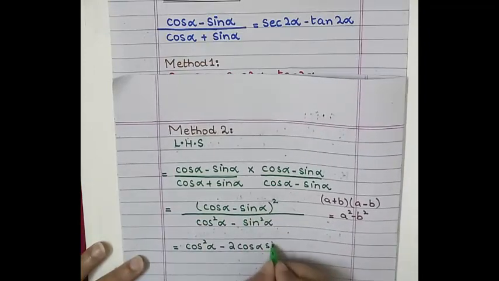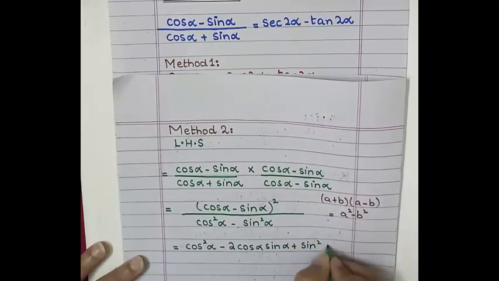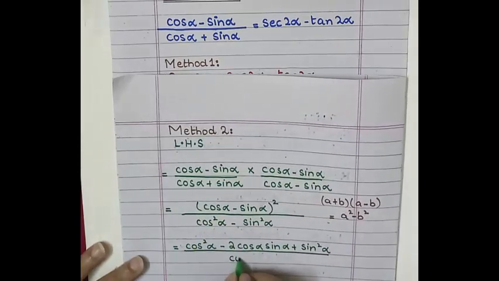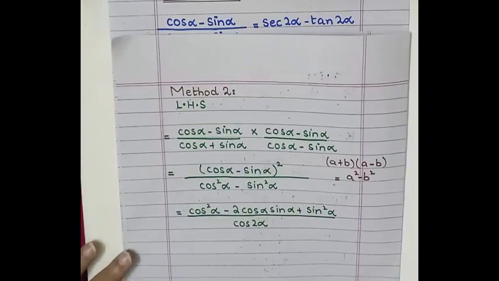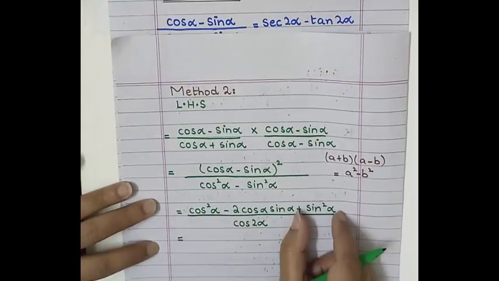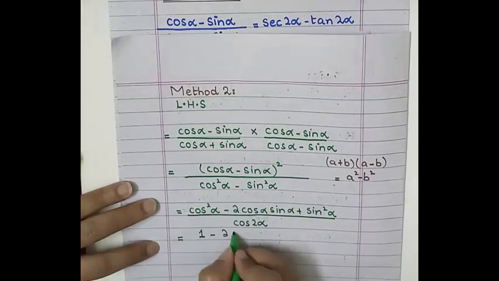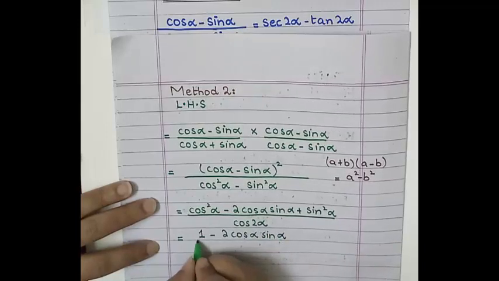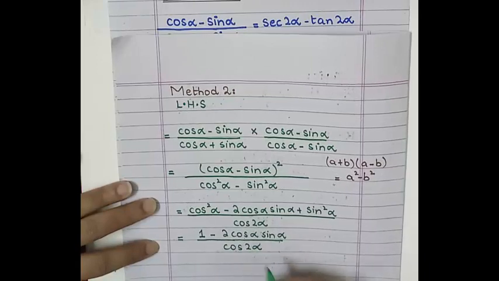Now opening the square, a minus b whole square, which is equal to a square minus 2ab plus b square, and cos square alpha minus sin square alpha is equal to cos of 2 alpha, the double angle identity for cos. Now cos square alpha plus sin square alpha is equal to 1, minus 2 cos alpha sin alpha divided by cos 2 alpha.